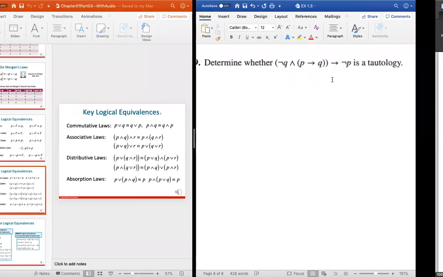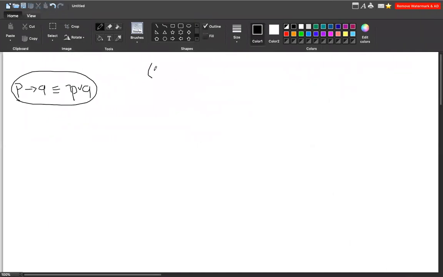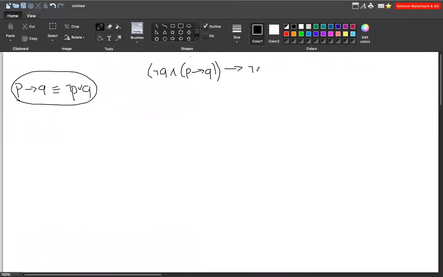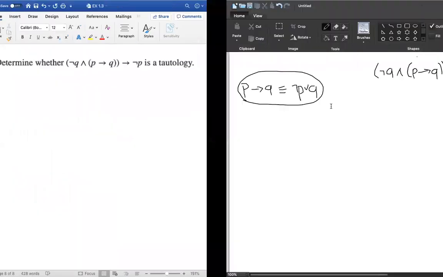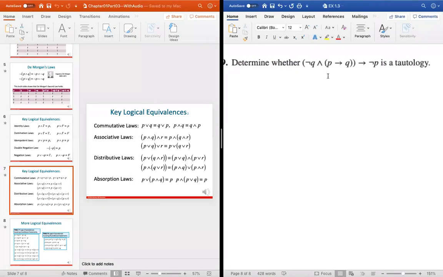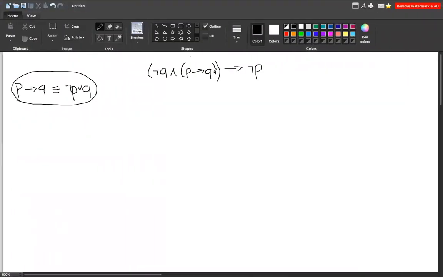Okay, so the question is: negation of Q and (P implies Q) implies negation of P. Sorry, negation of P. So it's very important to write down the question exactly how it is, because otherwise you might find a wrong answer at the end and realize that the question was wrong.